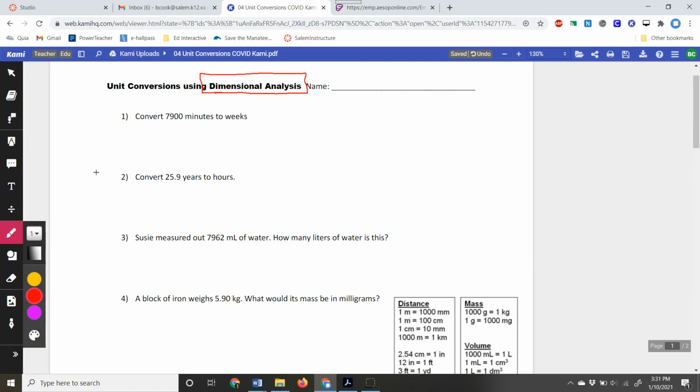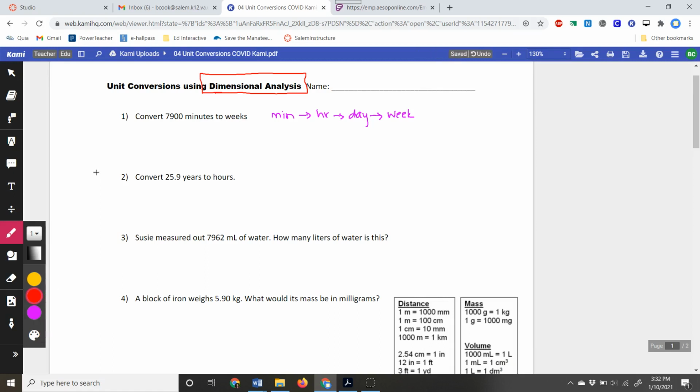Let's come up with a plan of how we can go from minutes to weeks. The first thing that I would think about: I personally do not know how many minutes are in a week, but I do know how many minutes are in an hour, and I do know how many hours are in a day, and I do know how many days are in a week. So I think this would be a good flow chart that we can use to set up the calculation.